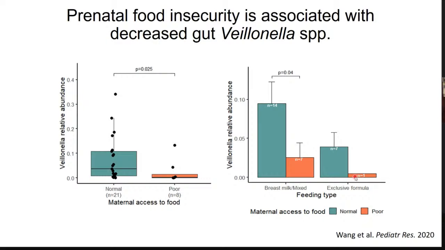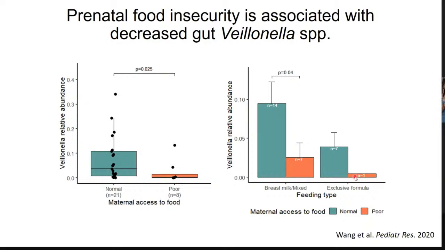The infants born to the normal mothers have very normal Veillonella. However, if the infants were born to mothers who lacked access to food, you can see here they have reduced abundance of Veillonella in the gut microbiome. Then we wondered whether this is because of the breast milk: maybe because of the nutrition during pregnancy, the mother's Veillonella relative abundance decreased. Therefore, when they do breast milk feeding, the infant's Veillonella relative abundance has also decreased.